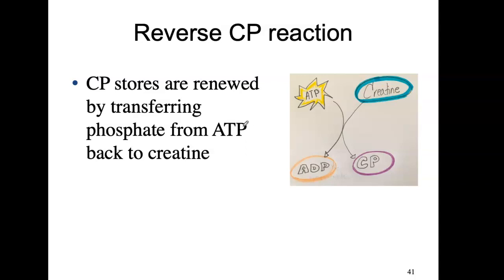This is the reverse CP reaction. When those CP stores have to be renewed, the phosphate has to be transferred from ATP back to creatine. So there's going to have to be ATP present, and it's going to break down to ADP while passing on that phosphate so that creatine can reload with that phosphate and form creatine phosphate again.